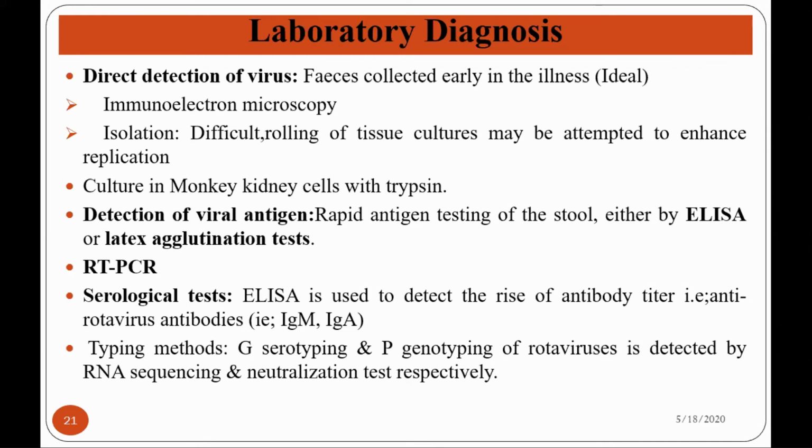Typing of these rotaviruses can also be done on the basis of G and P phenotyping. It is mainly based on the RNA sequencing of the segmented double-stranded RNA of these rotaviruses, and the neutralization test.